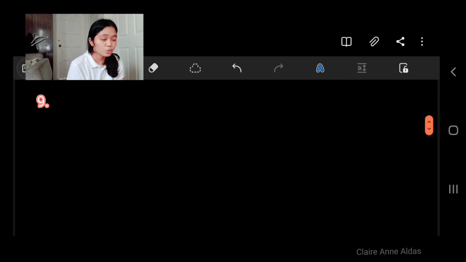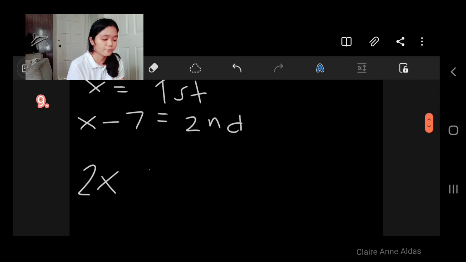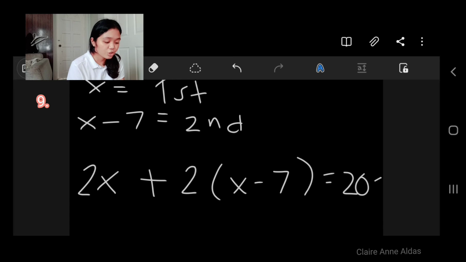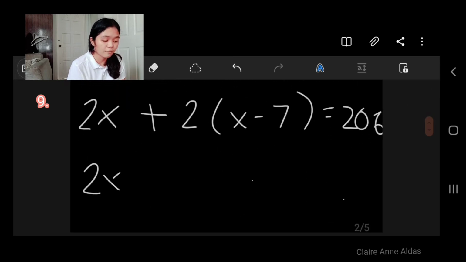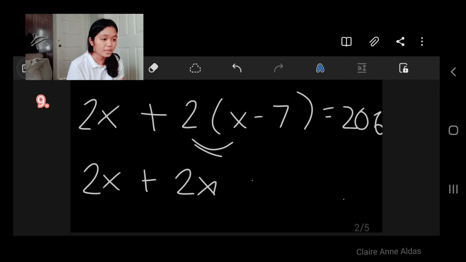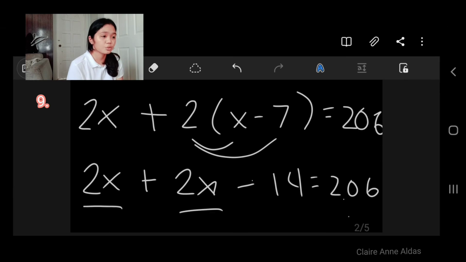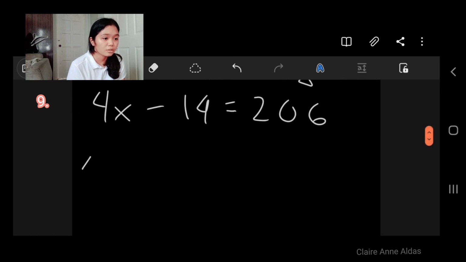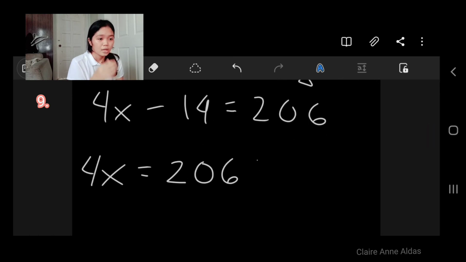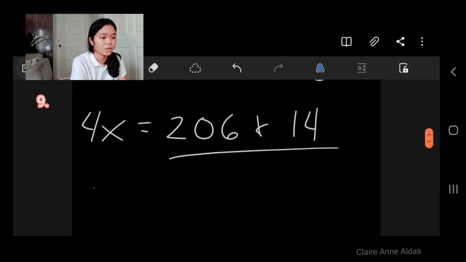So the equation would be 2x, since he traveled for 2 hours on the first part, plus 2 multiplied by x minus 7, since he traveled for 2 hours on the second part, equals 206, since this is the total kilometers he traveled. Solve the equation. So 2x plus 2x minus 14 equals 206. 2x plus 2x equals 4x minus 14 equals 206. Transpose the 14. It will be 4x equals 206 plus 14. 206 plus 14 equals 220.